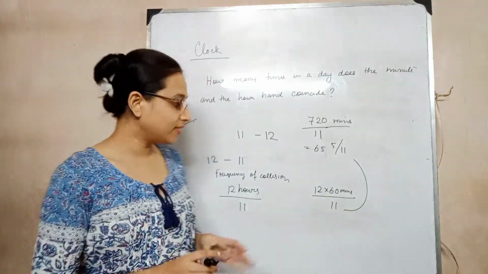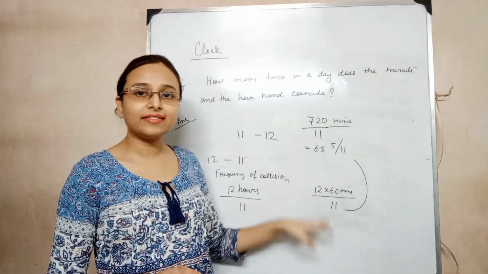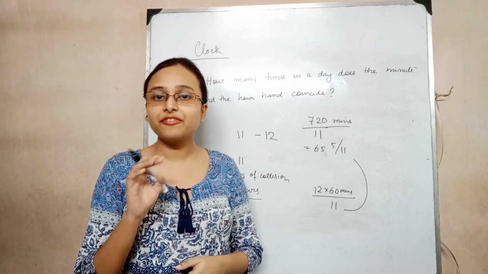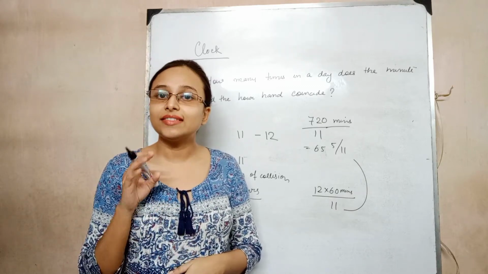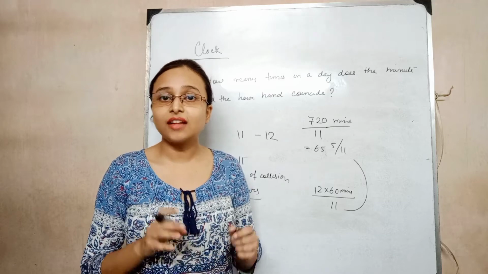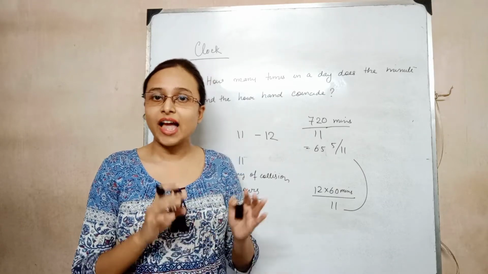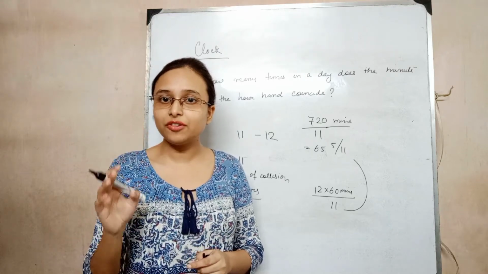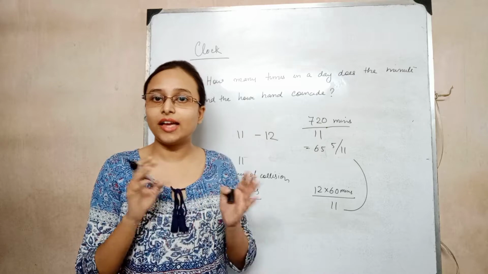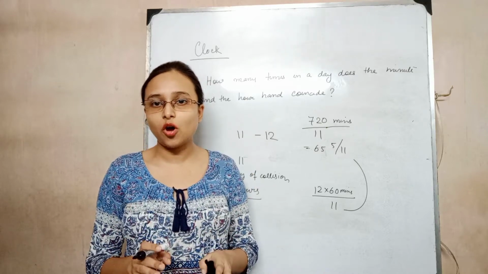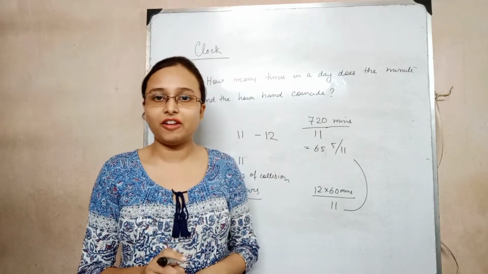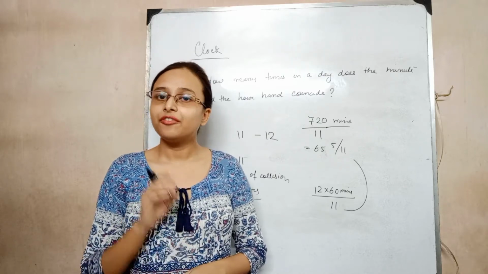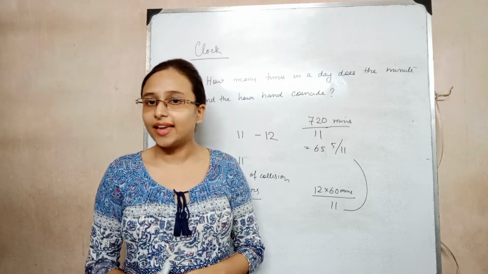If this calculation is clear, from hours to minutes and then converting to the fraction, the value of 65 5 by 11 indicates that the hands of a clock coincide after every 65 minutes and 5 by 11 of a minute. If 12 o'clock is the first collision, then the exact time of the next collision will be obtained by adding 65 5 by 11 to 12 o'clock. Now I will give you a table: frequency of collision and the exact time.